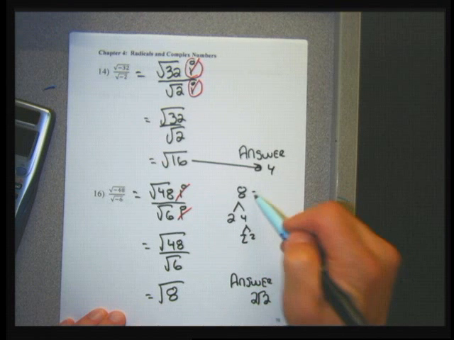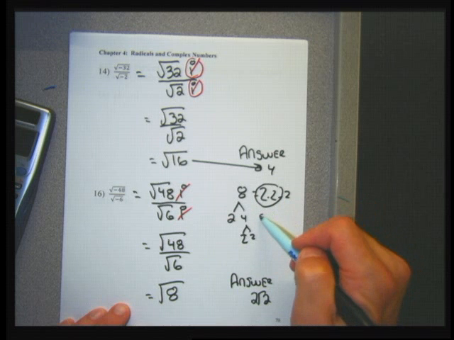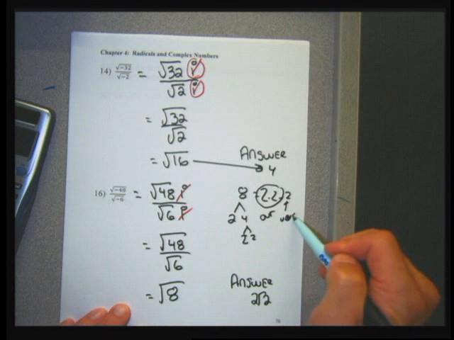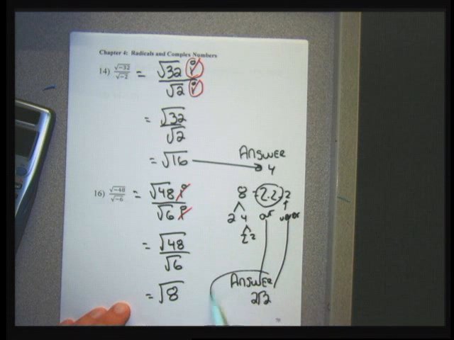The prime factoring for 8 is 2 times 2 times 2, which tells me I get one 2 out in front of the radical and another 2 under my radical, which is exactly what I saw from my calculator. One 2 in front and one 2 under the radical.